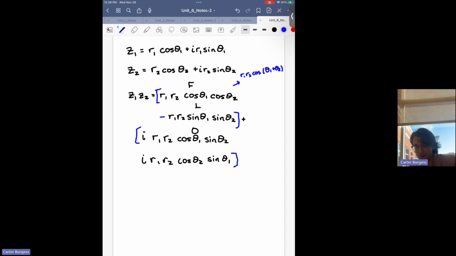And down at my bottom here, both of them have i's, so we are actually able to add them. They are like terms. We also have this R1, R2 thing here, and we've got cosine of some angle times sine of a different angle, so like cosine of A times sine of B plus sine of A, cosine of B. What does this look a whole lot like?